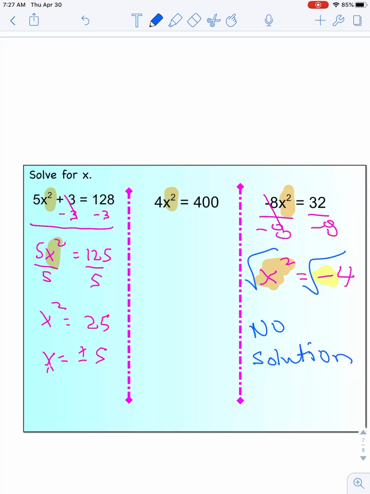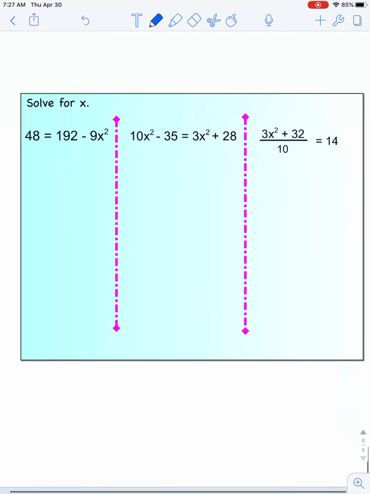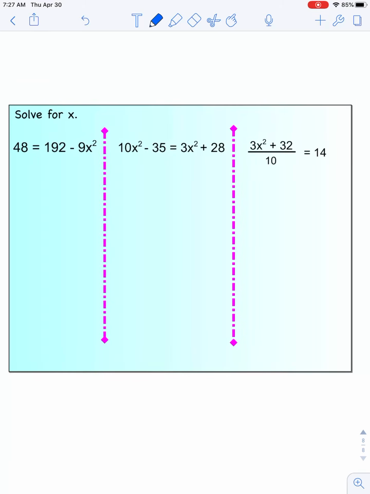Now you're going to find in Algebra 2 you can actually take the square root of a negative number in the imaginary number system, but we're not working in that right now. All right, so here's our last couple problems. These get a little bit more complicated. The first one, it's only complicated really because you have the x on the other side, but otherwise we're doing the same steps that we've been doing.